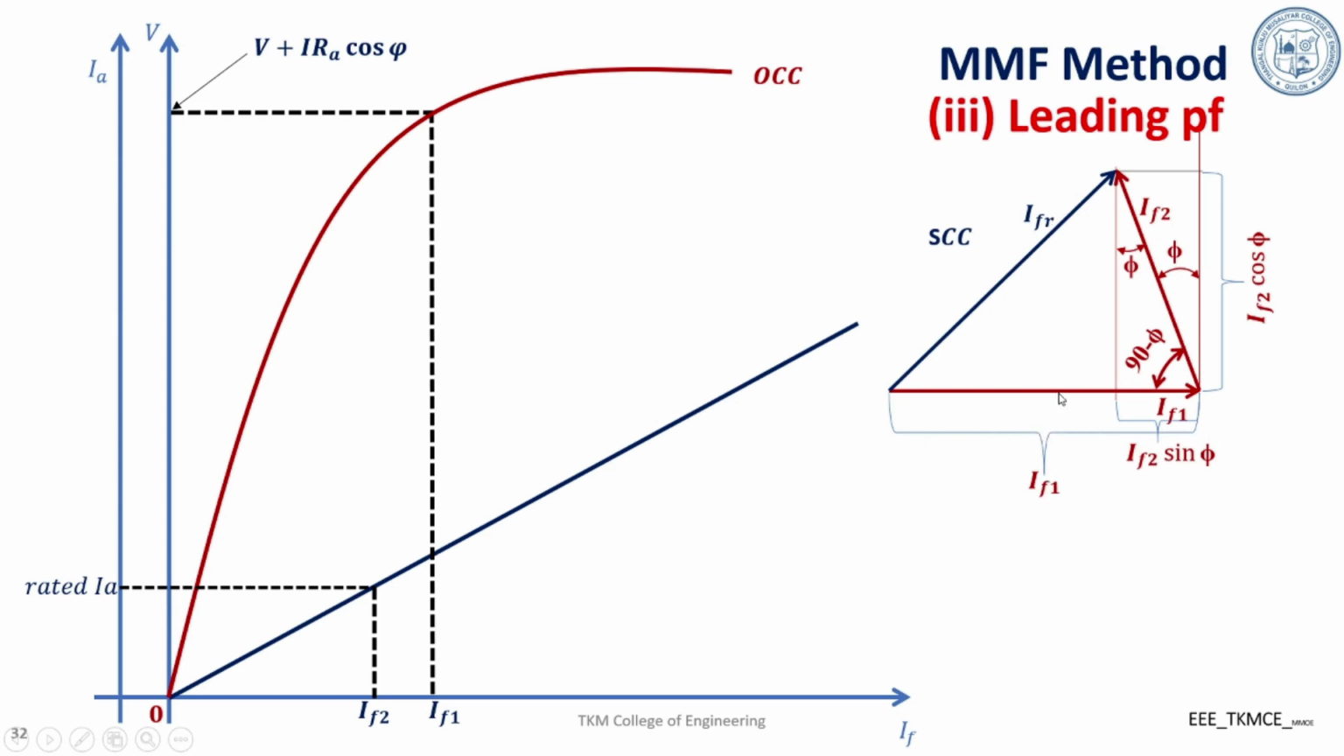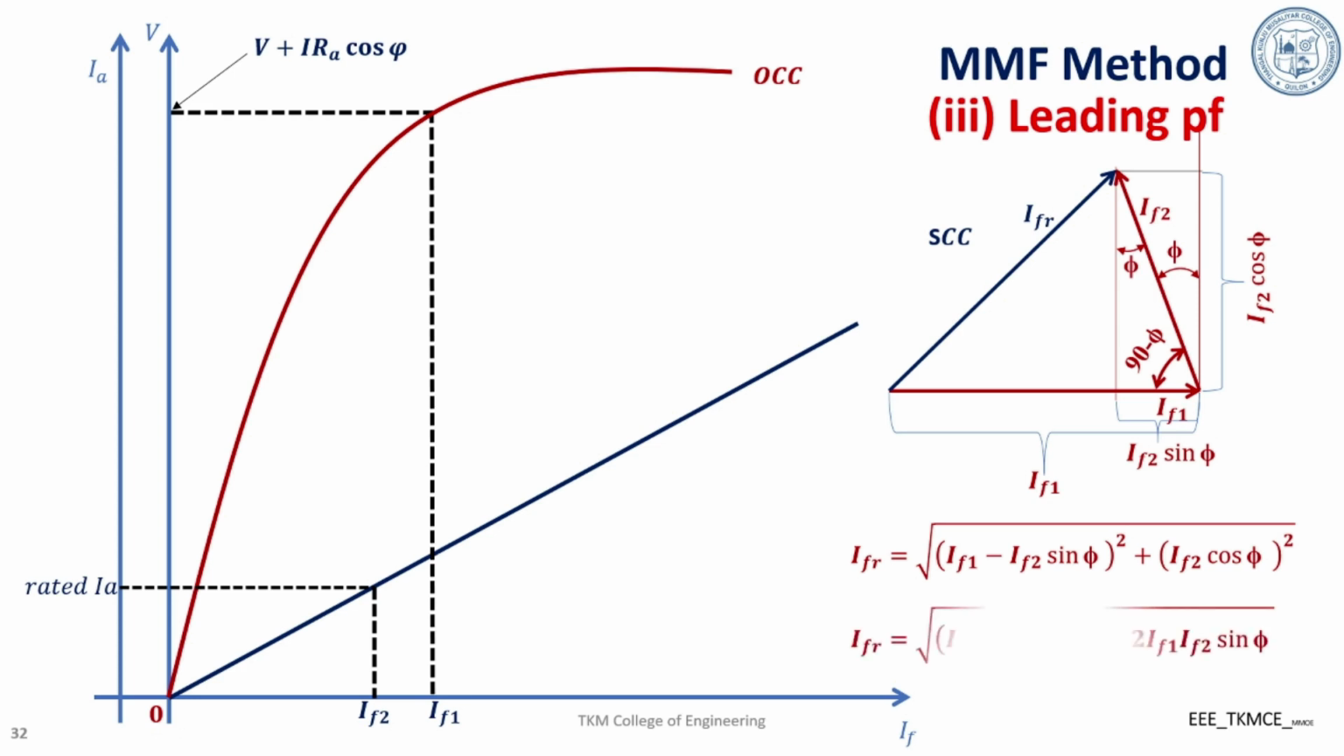Now IFR is equal to root of (IF1 minus IF2 sin phi) all square plus (IF2 cos phi) all square. After simplifying, IFR becomes root of IF1 square plus IF2 square minus 2 IF1 IF2 sin phi. After getting IFR, we can mark that on the x-axis and proceed a line so as to meet at OCC, that gives E0. Once we get E0, we can calculate voltage regulation.